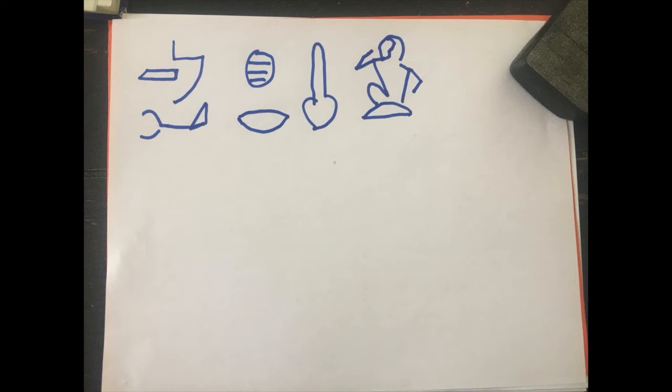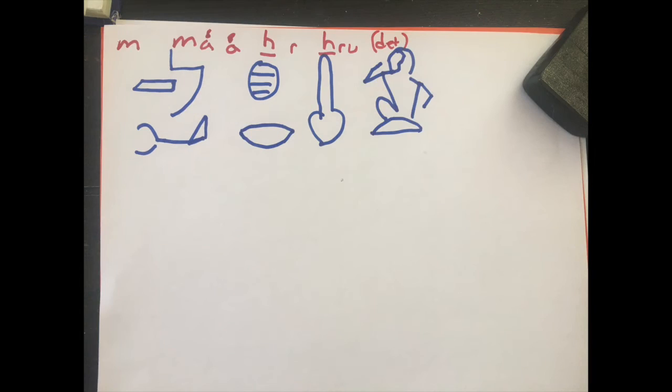Again, here's a sentence that you've encountered before. Anyone remember this one? Hands up. All right, it's ma'at haru, which is the equivalent of rest in peace. It's what would be on a tombstone.